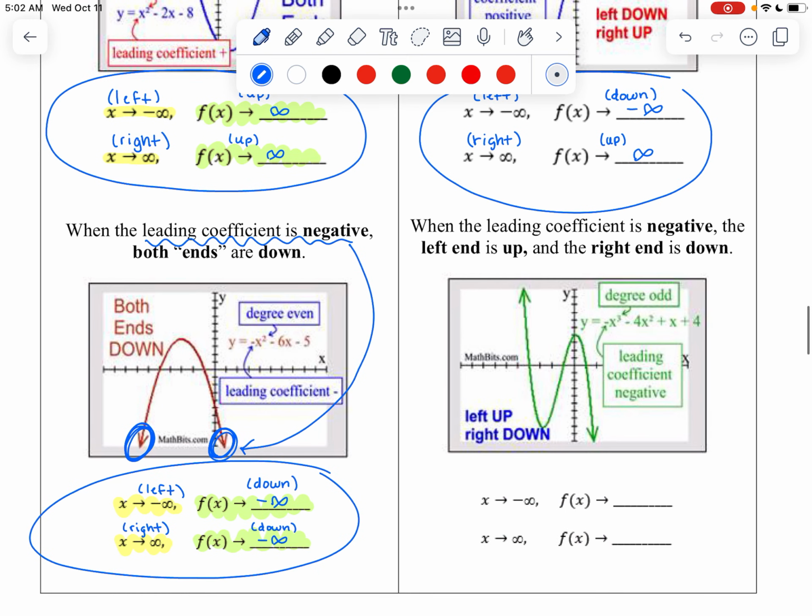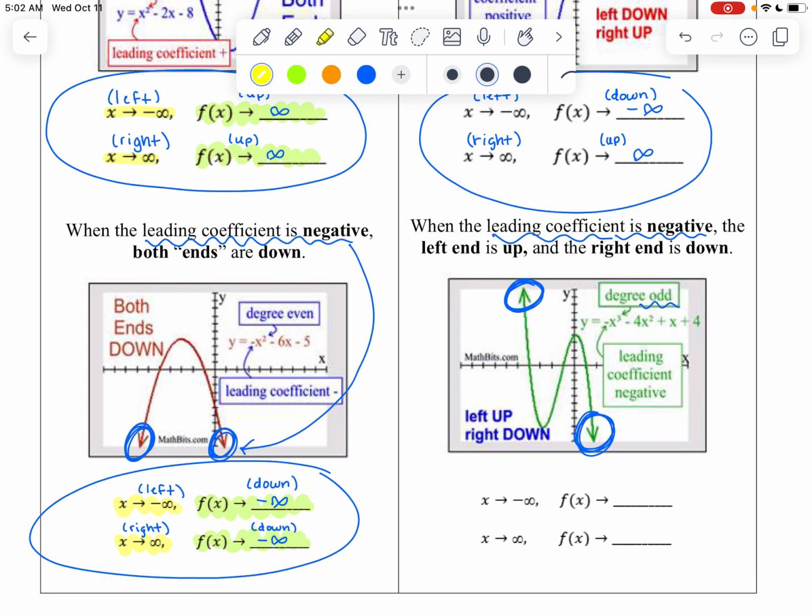Okay, and then let's take a look at our last scenario. So now we have a leading coefficient that's negative. As soon as we know that leading coefficient is negative, the right side we know is going to go down on our graph. And because we're still in the category of odd degree, that means they're going to be opposite. So the left side's going to go up.